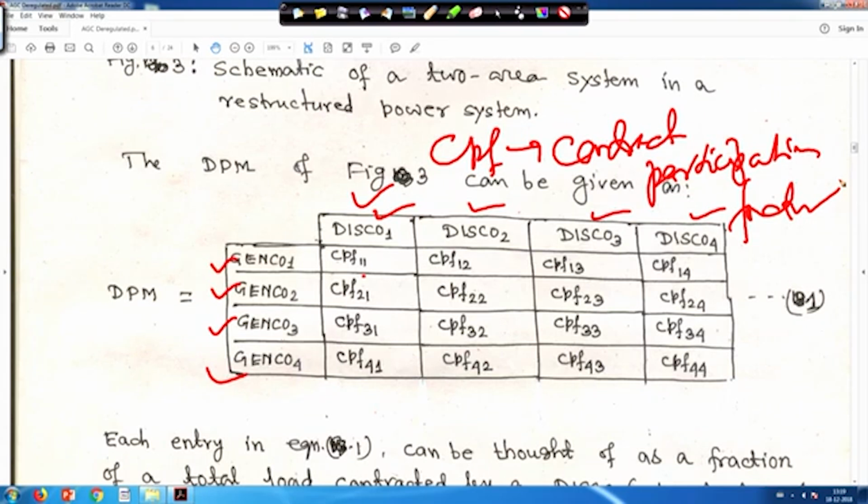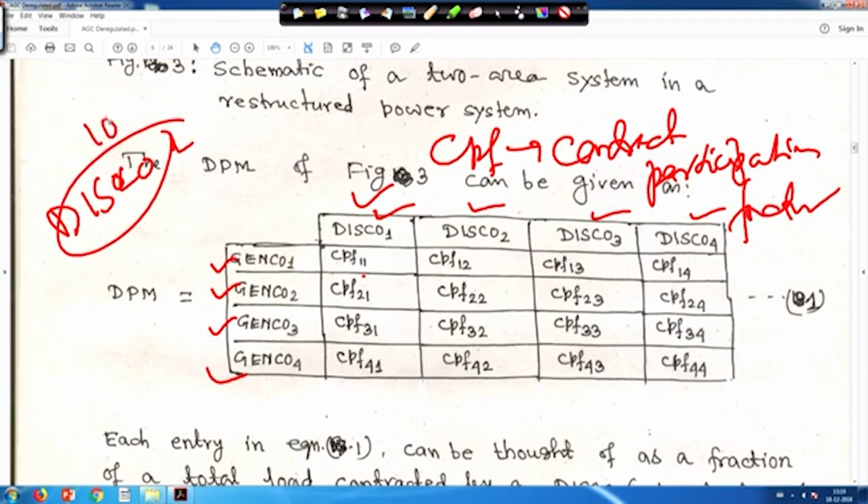Suppose DISCO 1, the distribution company 1, has a total power demand of, say, 10 megawatt. Part of that it can take from GENCO 1, GENCO 2, GENCO 3 and GENCO 4. Say DISCO 1 needs 2 megawatt from GENCO 1, 3 megawatt from GENCO 2, 4 megawatt from GENCO 3, and 1 megawatt from GENCO 4.